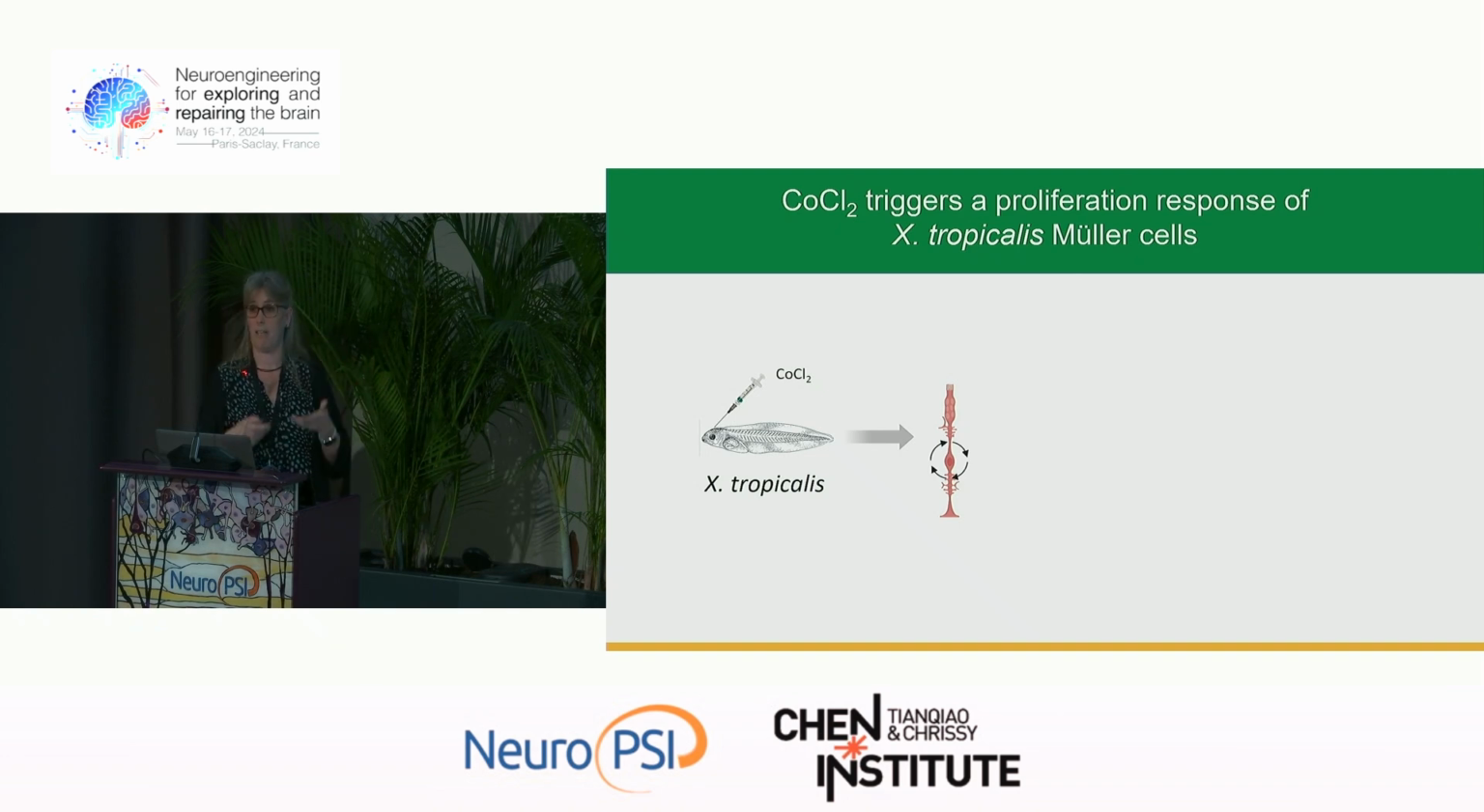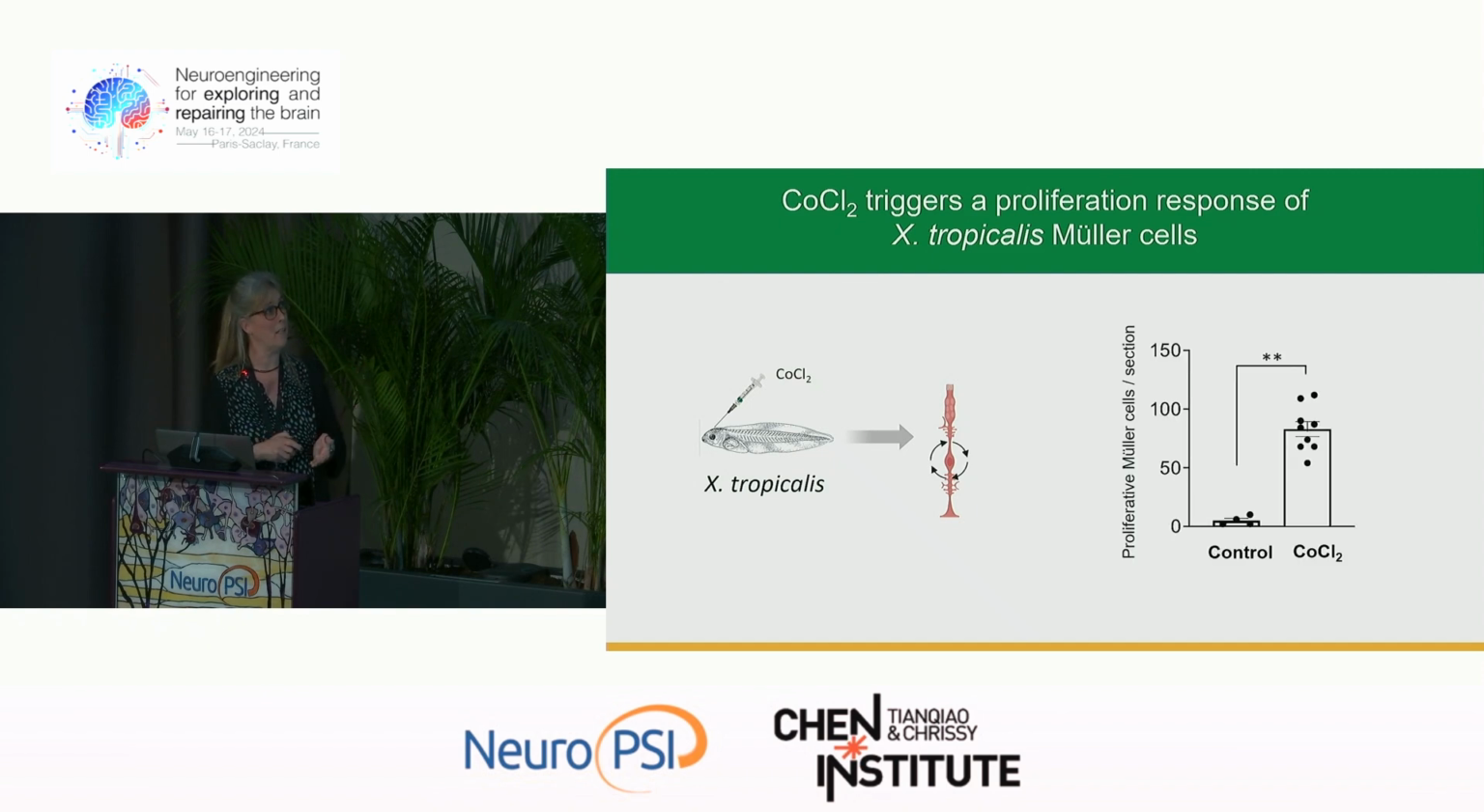I told you this generates an inflammatory context. Now, could Tropicalis, in this case, answer positively? The answer is yes. Now we see it proliferating, as in Laevis. So by simply changing the microenvironment, these Tropicalis refractory Müller cells now proliferate actively.